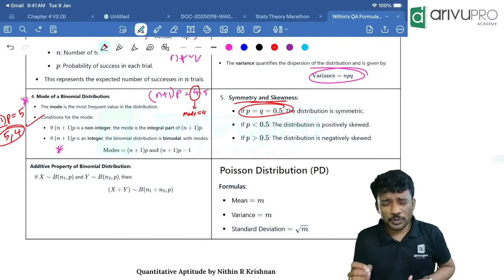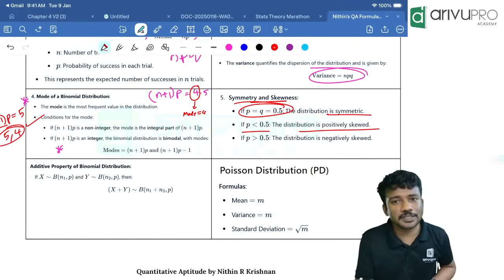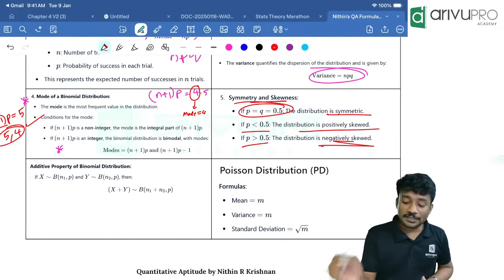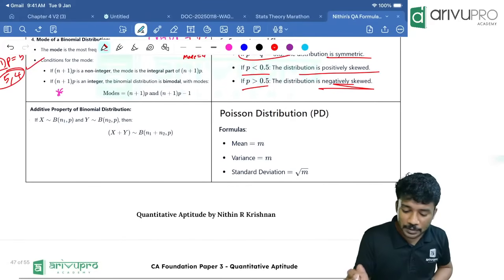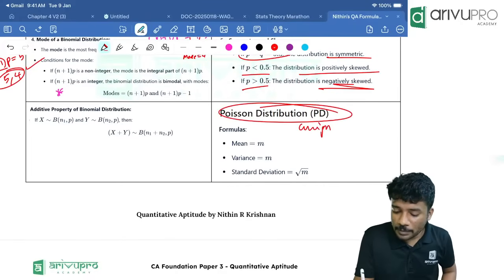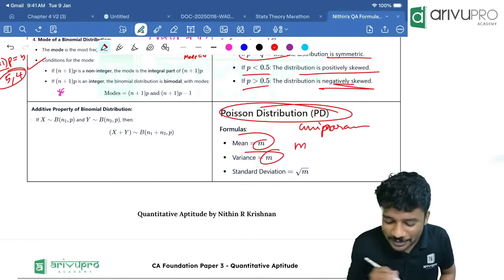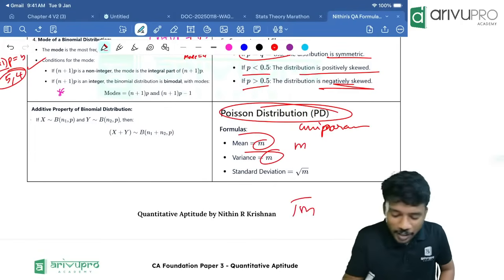Then symmetry will depend on p. When p is equal to q is equal to 0.5, it will be symmetric. If p is less than 0.5, it is positively skewed. Greater than 0.5, it is negatively skewed. Remember that. Then Poisson distribution: it is uniparametric. Mean is m, variance is m, everything is that parameter, which is m. Standard deviation is the root of m.